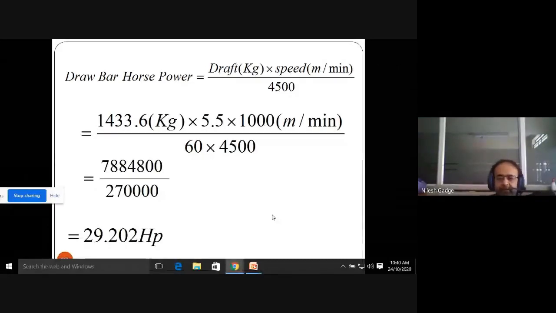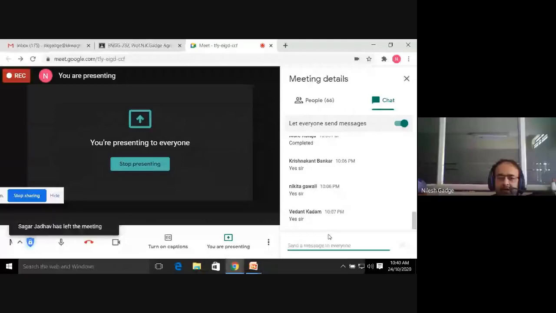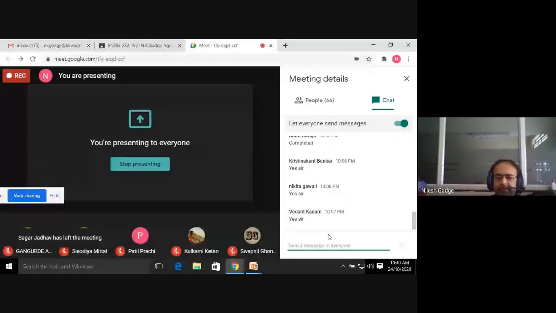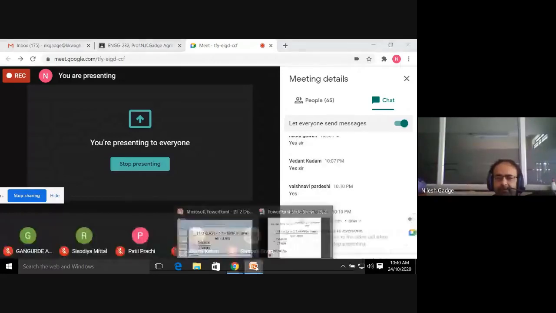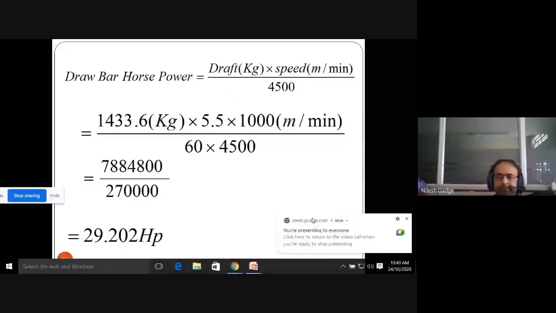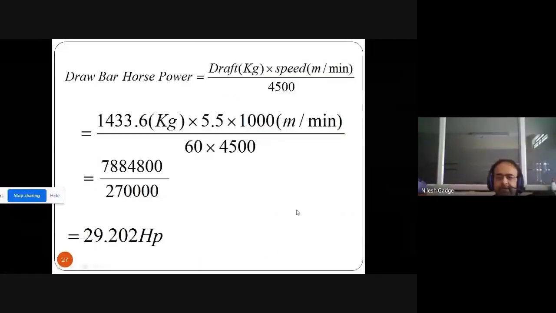So have you completed this solution or not? Just write in the chat box or you can speak with me, no problem. I haven't taken attendance yet, so don't leave the meeting because I have to take the attendance. Okay, so have you written? Pranika, Gangulde, Vaishnavi, Vedant, Nikita, Krishnakant, have you finished this problem or not? Means the solution is finished or not? This one means drawbar horsepower. If you have not finished, just tell me, then I will explain if you don't understand anything. You can chat in the chat or directly speak.